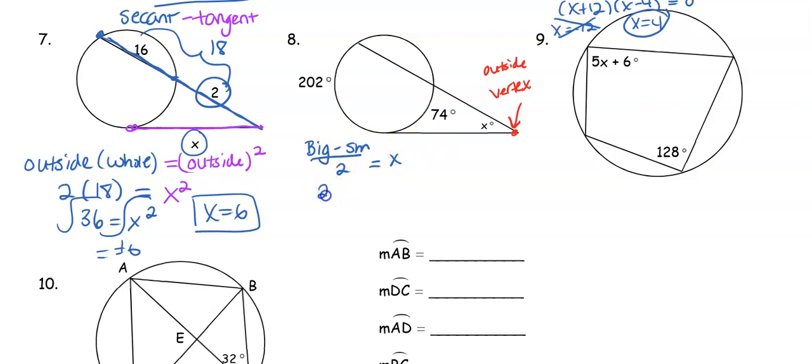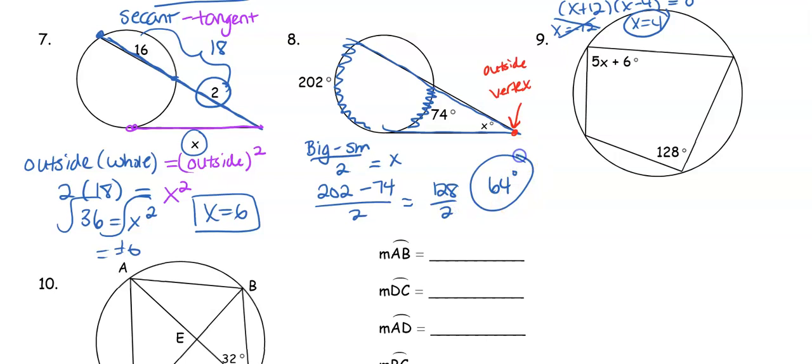So in this case, we have 202. As we draw that angle, we have these intercepted arcs. So it's the big one minus the small one cut in half. 128 cut in half. Our missing angle is 64 degrees.